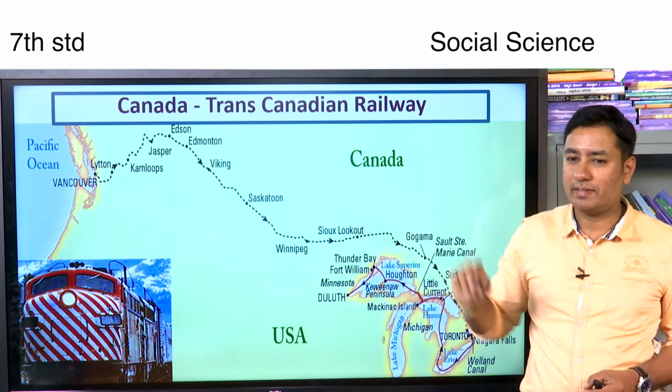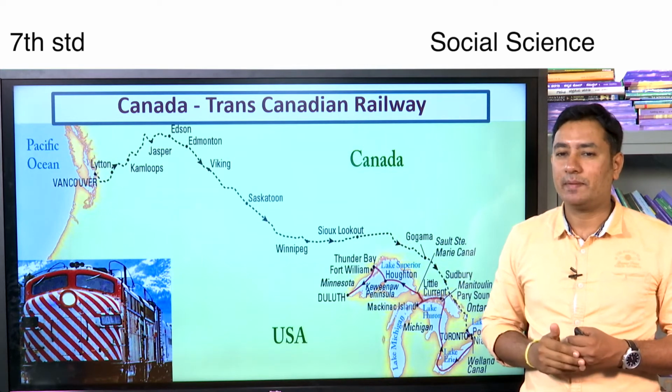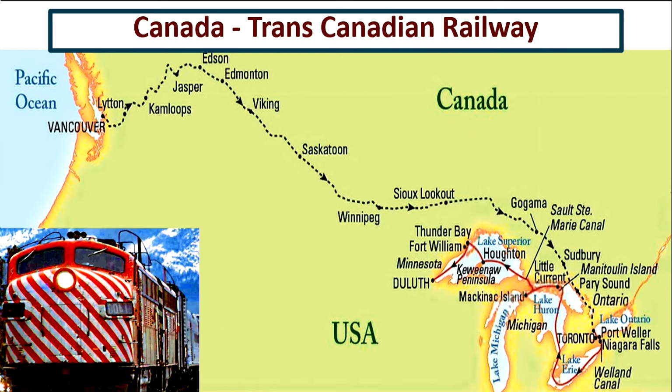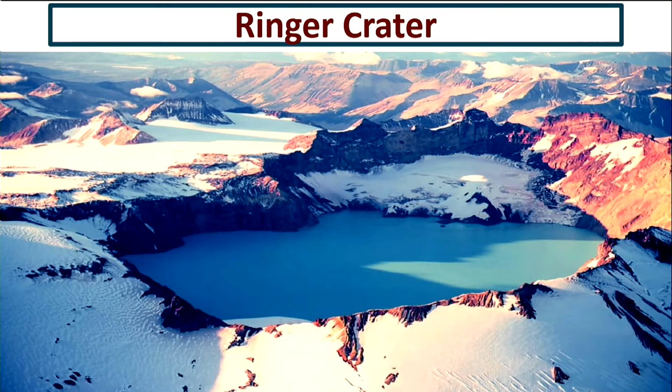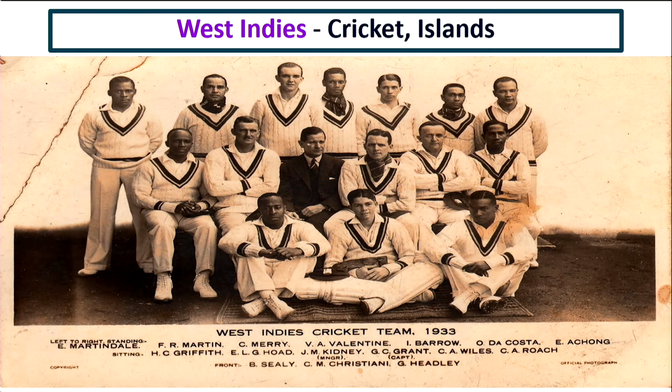The Trans-Canadian Railway is very popular in Canada. This railway starts from Vancouver, here you can see, and it ends at Niagara Falls. Ringer Crater. See, this is the crater. It was created by meteoroids. This Ringer Crater is well known in America, that is the USA. Cricket is celebrated like anything there. So, these are the West Indies cricket players.